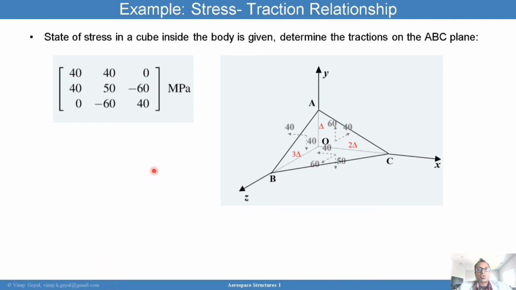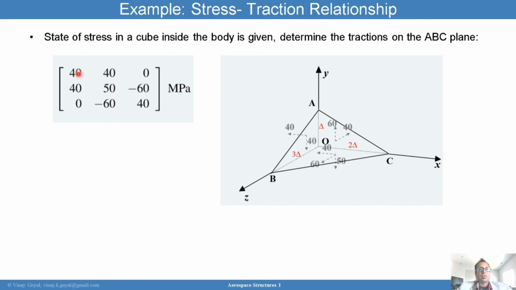The state of stress in a cube inside the body is given by this. So I have a state of stress that looks like this. I want to find the tractions on this ABC plane. So I want to know what is the traction on this ABC plane. Take an example of a structure that has been subjected to loads, and now I know the state of stress. I calculated somehow the state of stress inside the body at this particular point, and it's given by this.